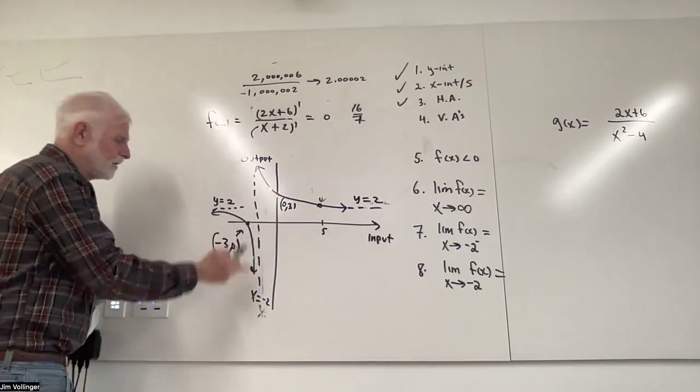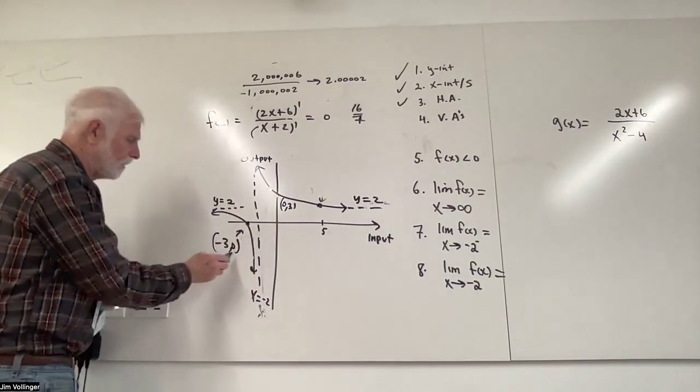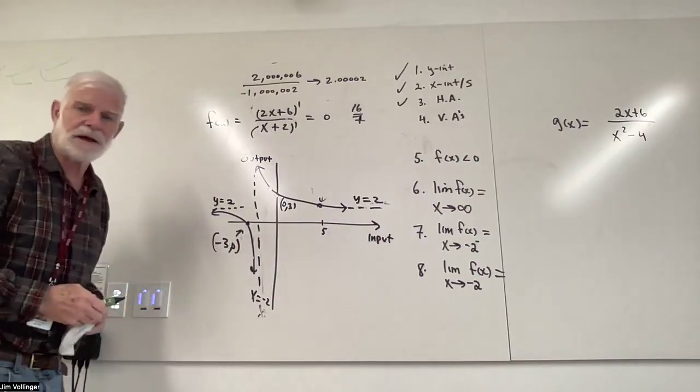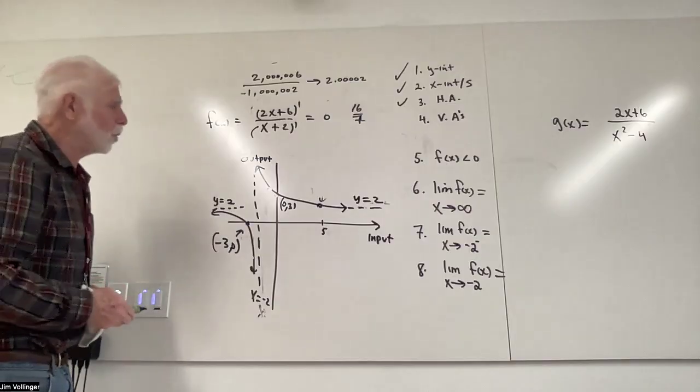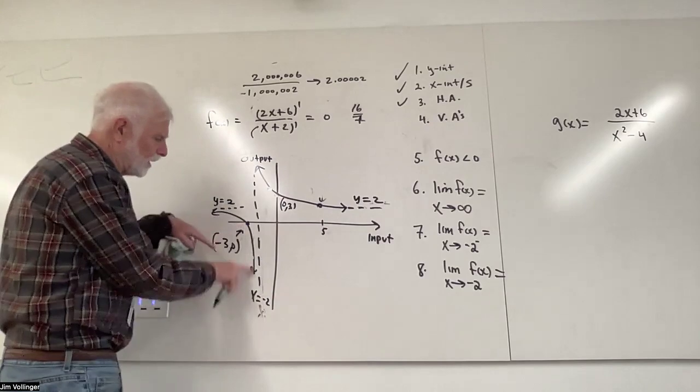Put some numbers in between -2 and 0 to see, we already did that one, between -3 and -2 to see if you are indeed getting negatives. You will. So when are we less than 0? From -3 to -2, we can see it.